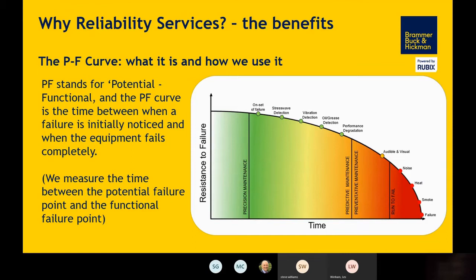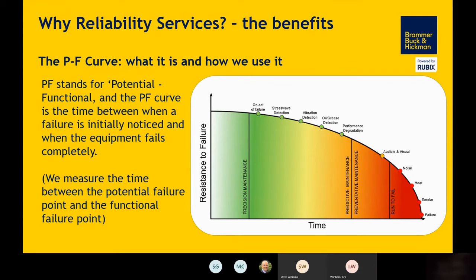The PF curve, which stands for potential functional, is a visual representation of the working life of your equipment. In this particular case, this represents a bearing. Different equipment will have the order slightly changed. Everything that you install and does a job in your business will eventually wear or break down.